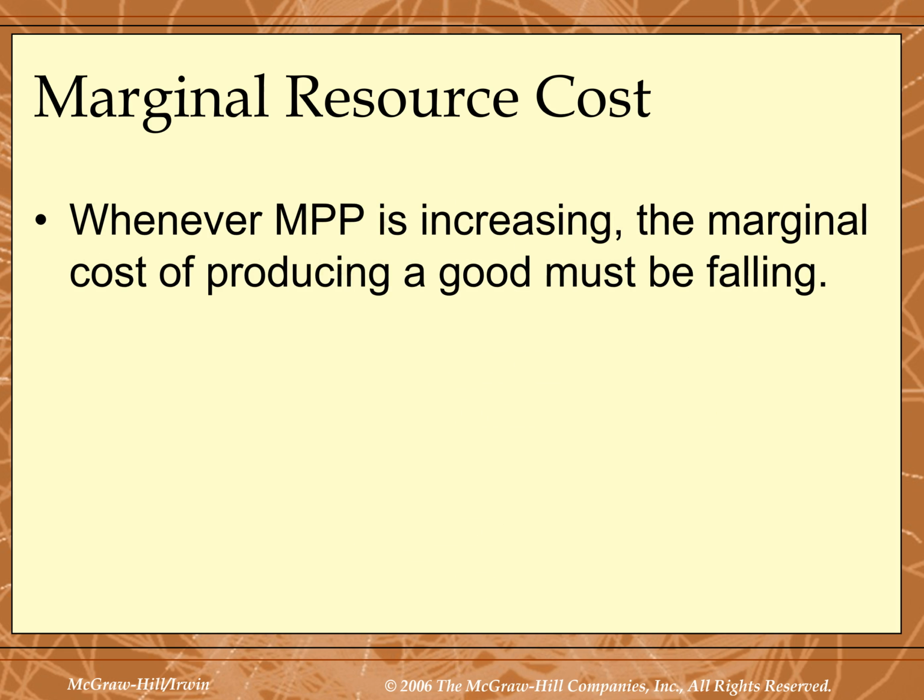So we see a relationship between productivity, MPP, and marginal cost. In other words, when MPP is going up, marginal cost must be falling. So when workers are more productive, marginal cost is falling, and vice versa. When MPP is falling, when workers are less productive, marginal cost is increasing.